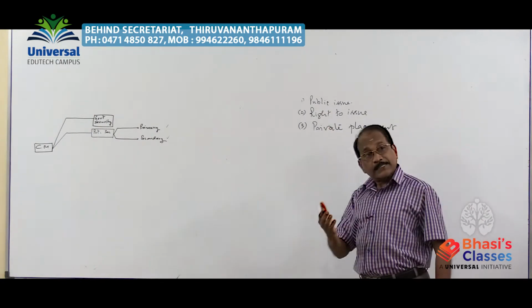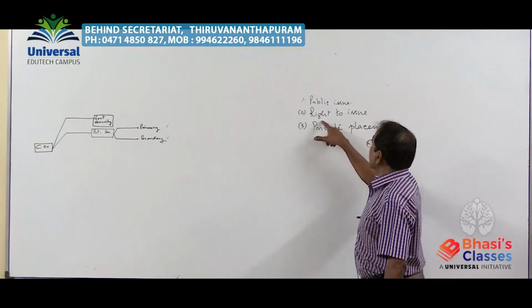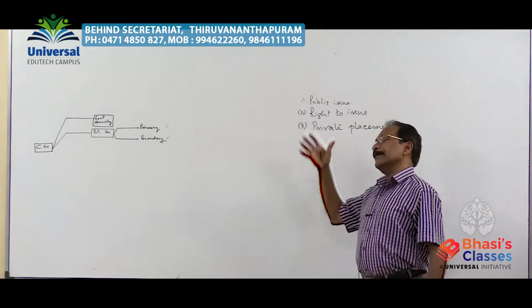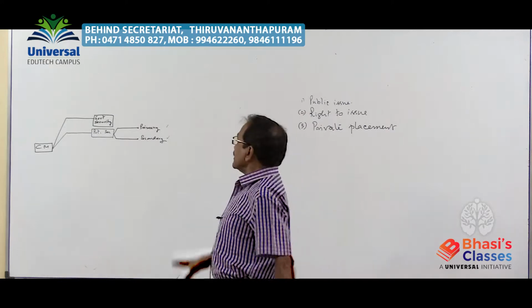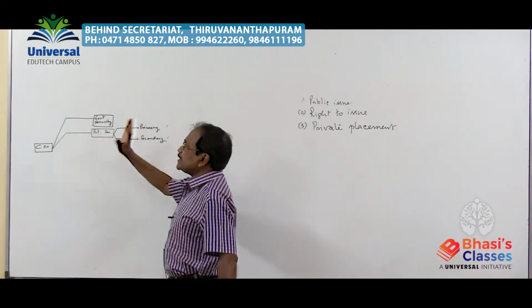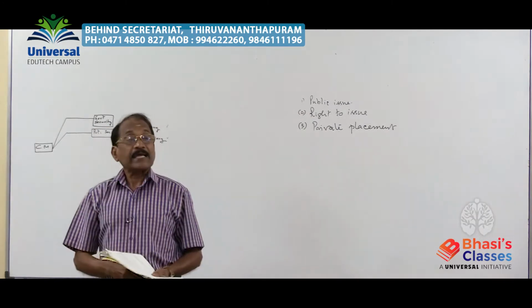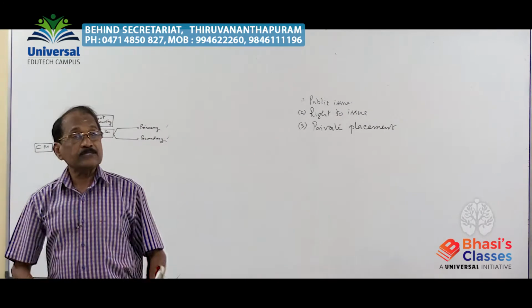Existing shareholders can purchase additional shares if it is the right to issue method. Anybody can purchase if it is the public issue method. Anyhow, these are the methods by which shares are usually sold in the private sector or the industrial sector.